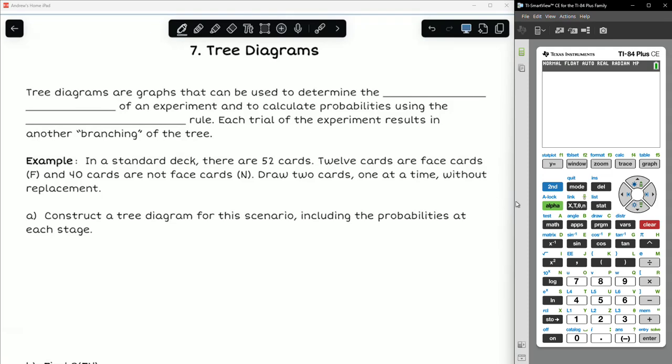In this video, we're going to talk about another tool we use when solving probability problems, and that's called a tree diagram. Tree diagrams are used to help us determine the sample space for an experiment. They help me figure out all of the possible outcomes, and they also help us calculate probabilities using the multiplication rule. Meaning we often use tree diagrams when we're doing multiple events in succession, which is exactly what the multiplication rule is for. Each trial of the experiment, or each new thing that we do, results in another branching of our tree. We're going to do an example where we build a tree diagram and then use it to calculate some probabilities.